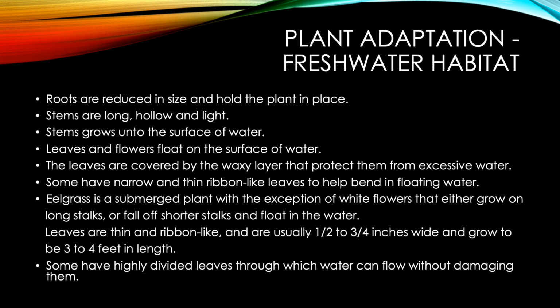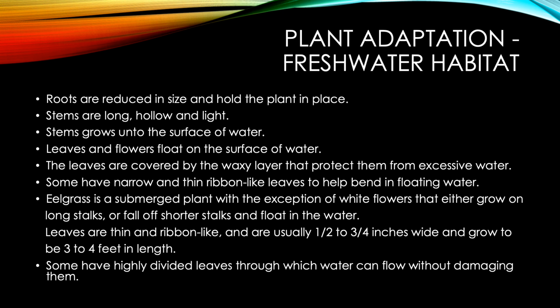Freshwater habitat plants. Roots are reduced in size and hold the plant in place. Stems are long, hollow, and light. Stems grow onto the surface of the water. Leaves and flowers float on the surface of the water. The leaves are covered by a waxy layer that protects them from excessive water. Some have narrow, thin, ribbon-like leaves to help them bend in flowing water.